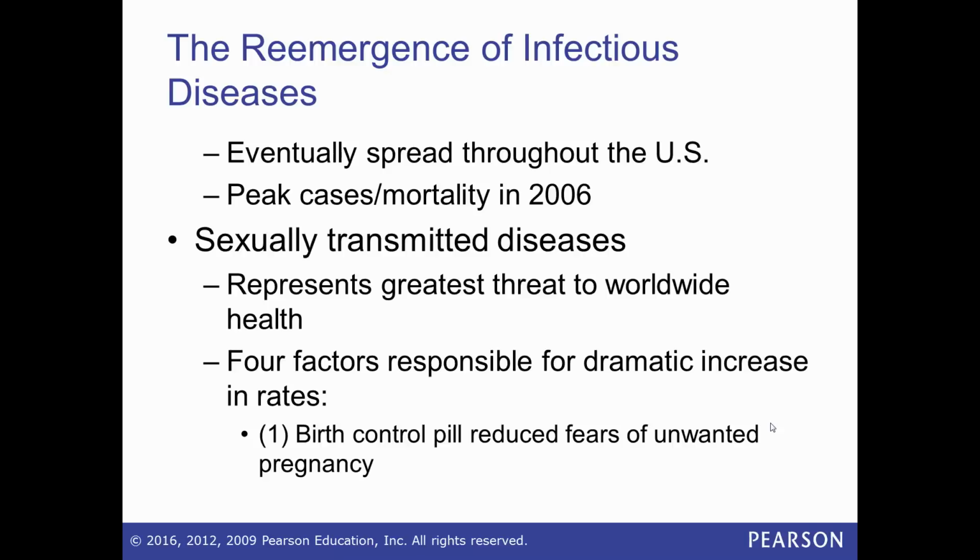There are 4 factors responsible for the dramatic increase in rates. Our first one is the birth control pill, which reduced fears of unwanted pregnancy, which has also had the effect of reducing condom usage, which is actually effective in preventing STDs, whereas birth control pills aren't. Birth control pills are good at preventing babies, but again, that's not what we're talking about here.